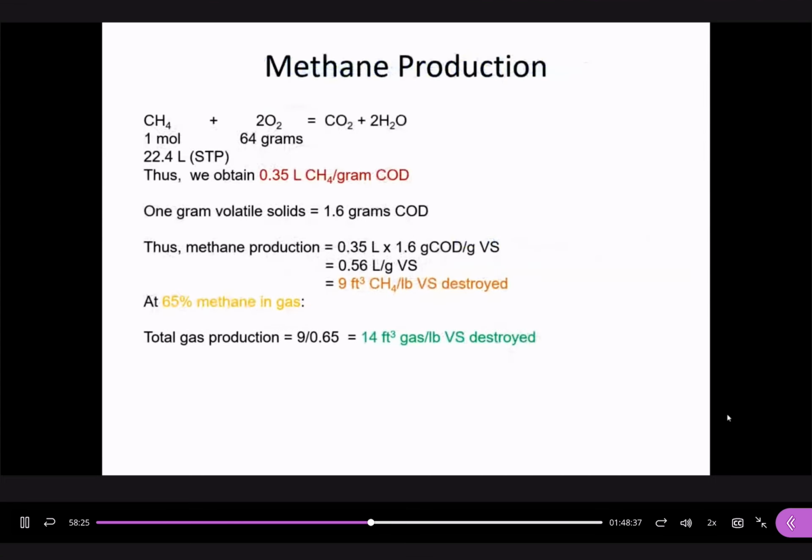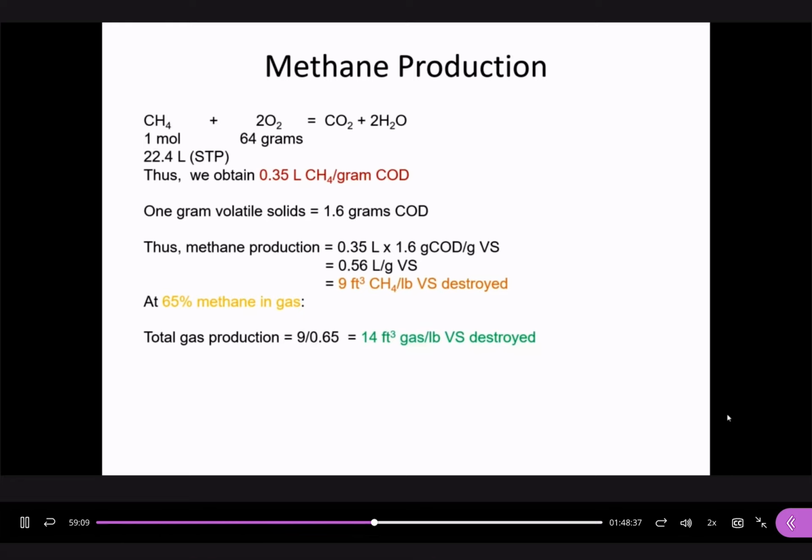Right. Methane production. Okay, a simple process to calculate how much methane can be produced. How do we approach this problem? Actually, first look at the oxidation of methane. You have 1 mole of methane, it consumes 64 grams of oxygen, and you get CO2 and water. And understand the condition: the volume of 1 mole of methane is 22.4 liters.